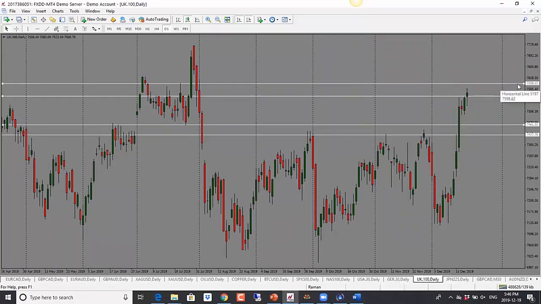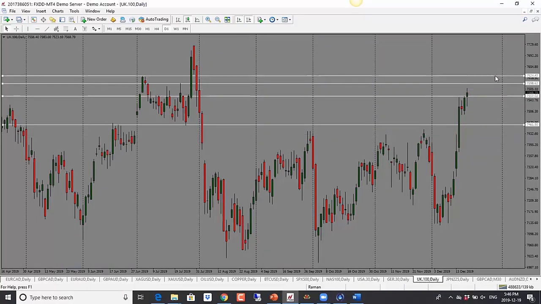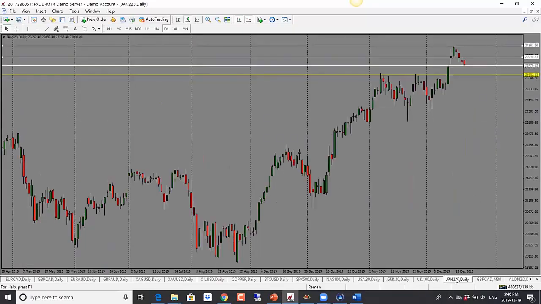FTSE here going through it. Bias is still bullish here. 7,600 is the first target. And then we have 7620 as the second target. So bias here is bullish for FTSE.